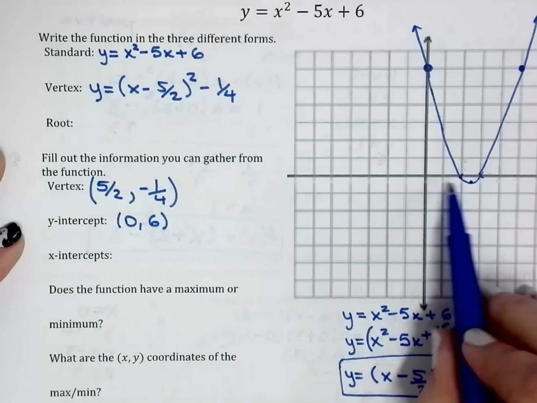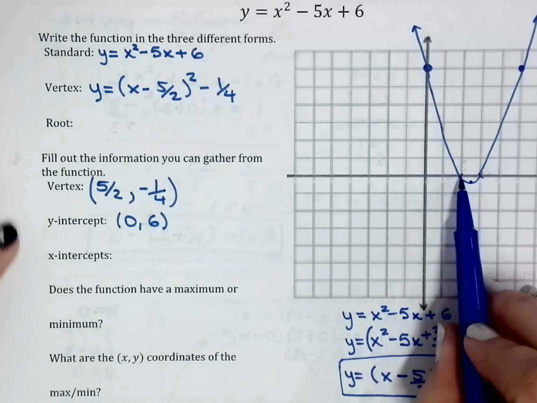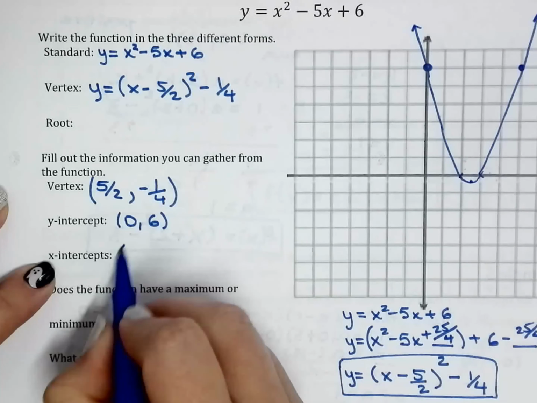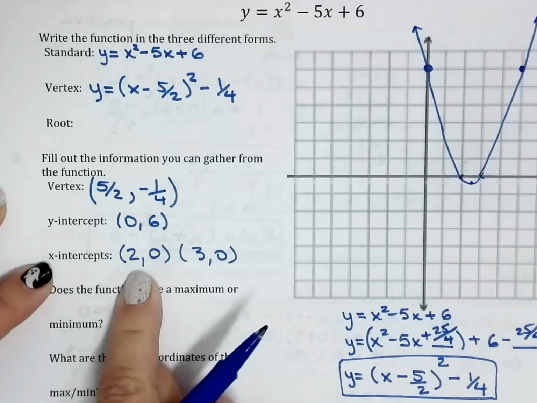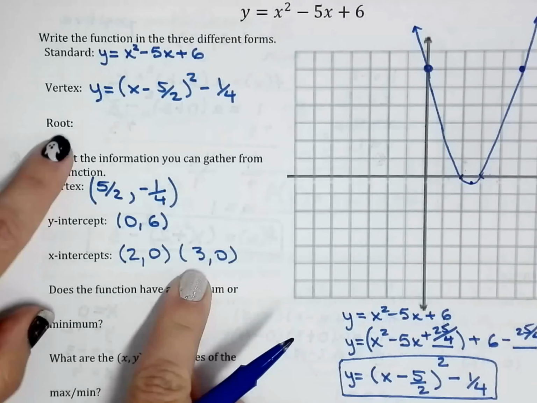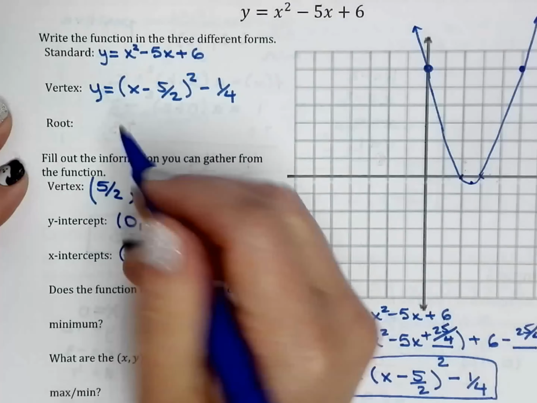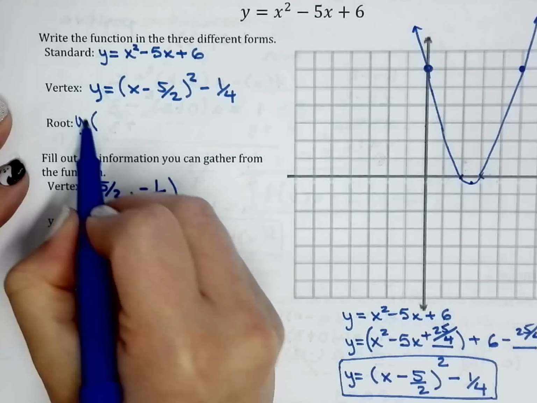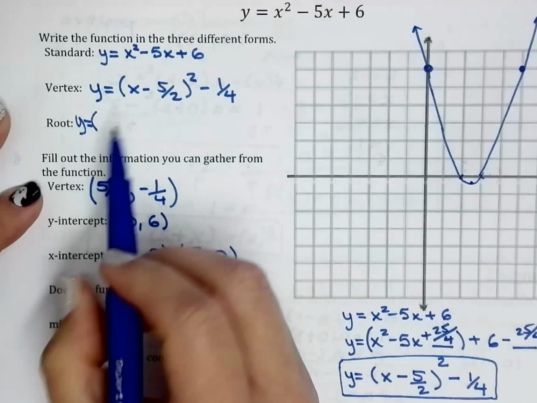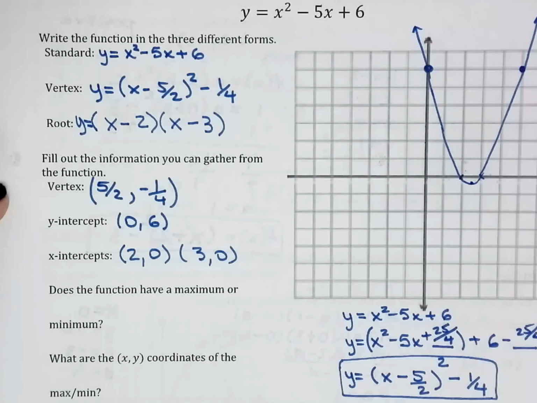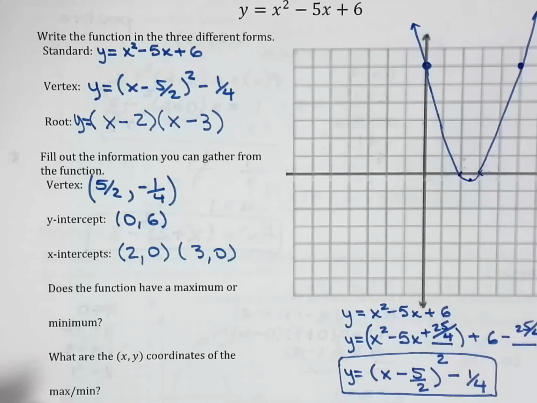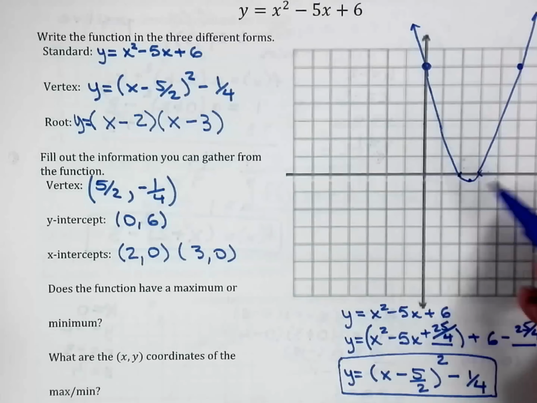Okay, so right there, the x-intercepts will be 2, 0 and 3, 0. Now that I have the x-intercepts, I can write the root form. So I have y equals x minus 2, x minus 3. Does it have a maximum or a minimum? Since it goes down, this is a minimum.